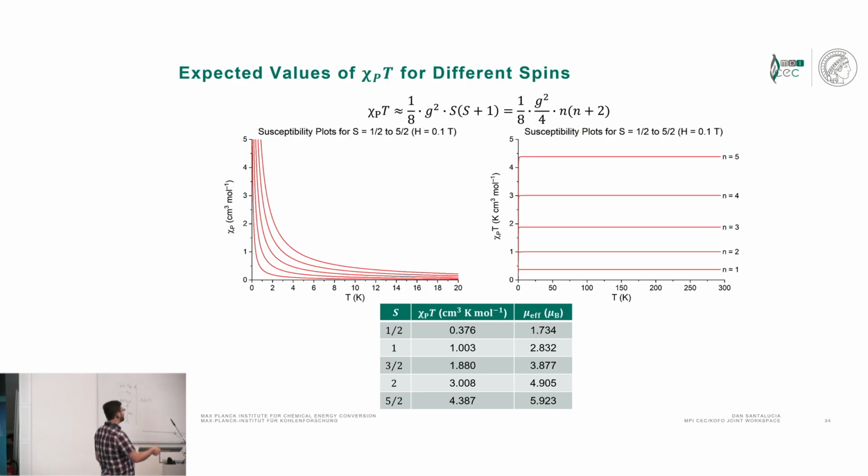But you can have 1 to 5 unpaired electrons, and so these are the kind of chi T values, assuming the g value is the free electron g value, which may not be the case. But that's what these values would be if it were, okay? So we kind of know what to expect.